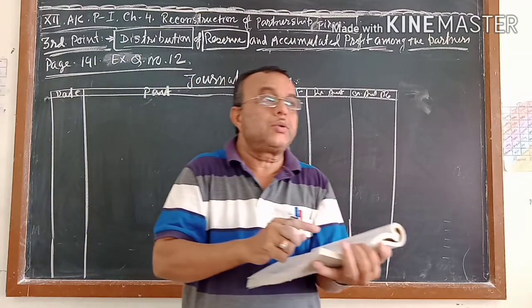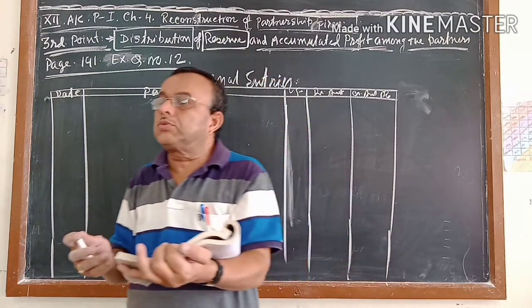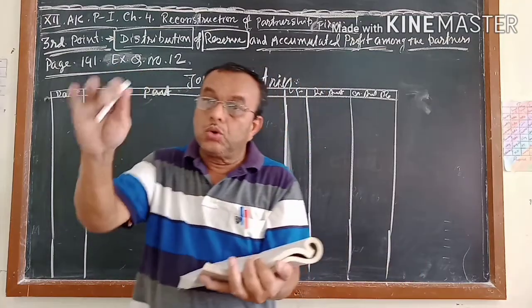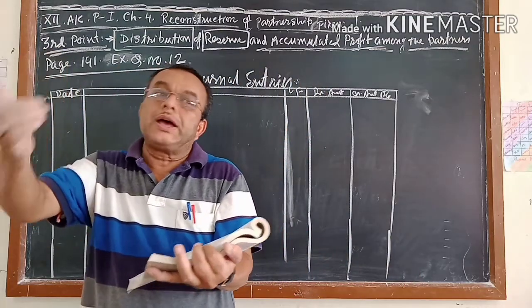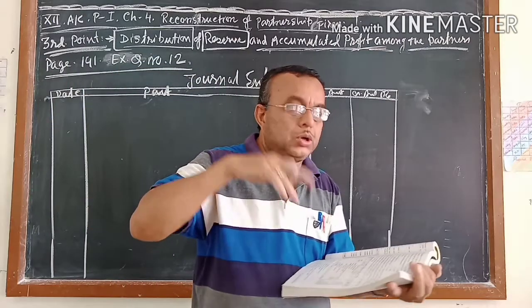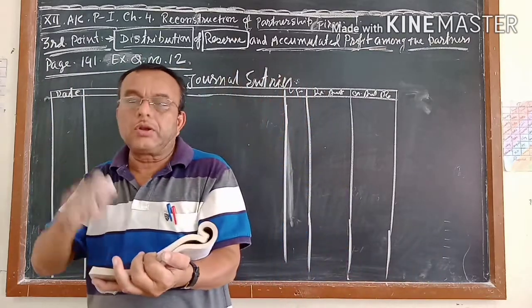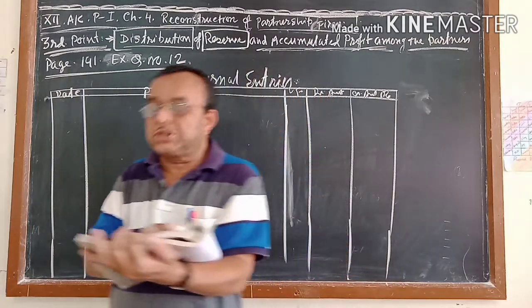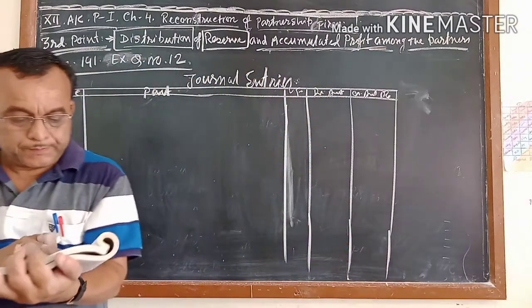Most of the students, what they are doing, that is the known thing: it should not be distributed, so they are not writing anything. You know, but how will we know that you know? You have to write it. Then only I will come to know that you know the things. Worker accident compensation fund, which you have to distribute.